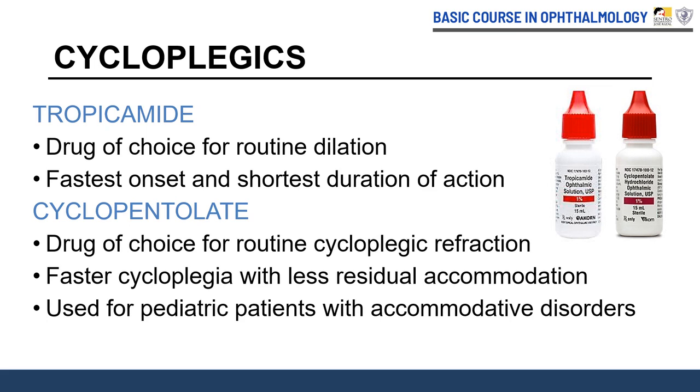Cyclopentolate is the drug of choice clinically for routine cycloplegic refraction because it provides for a faster cycloplegia with less residual accommodation. It is often used for pediatric patients and certain patients with accommodative disorders such as accommodative excess or accommodative spasm.